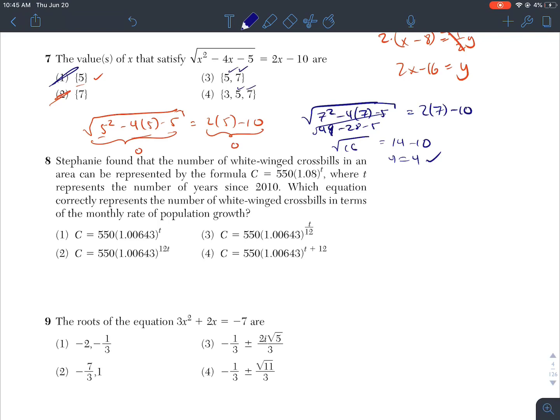Lastly, we check 3. When you plug 3 in, you get square root of 3 squared minus 4 times 3 minus 5 equals 2 times 3 minus 10. This is going to be negative 4 on this side. 9 minus 12 minus 5 is 9 minus 12 is negative 3. Minus 5 is negative 8. Oh, it's totally off. These are not equal to each other, so 3 is out. So we get answer choice 3.